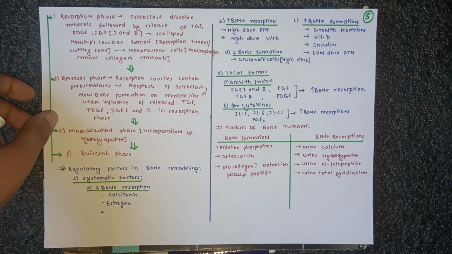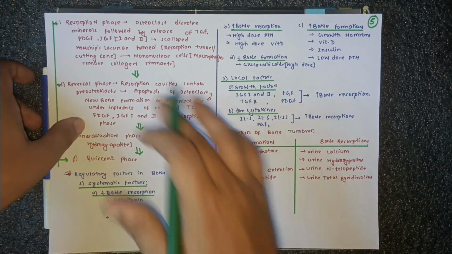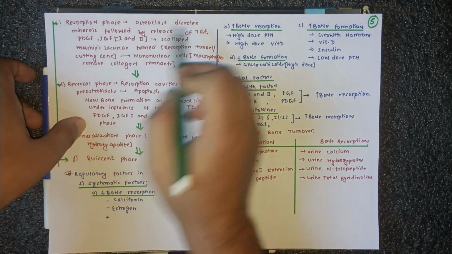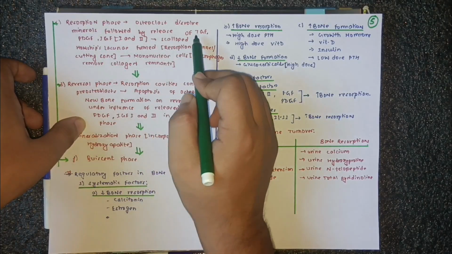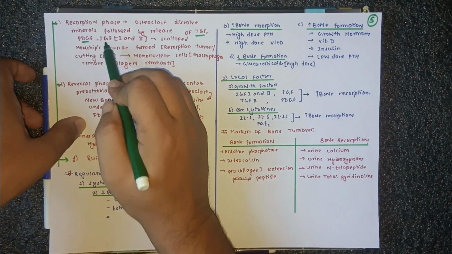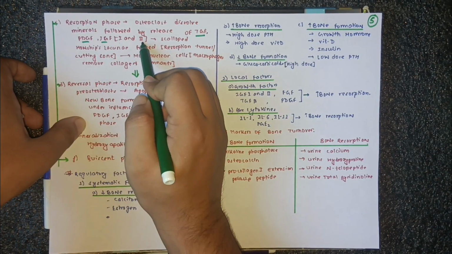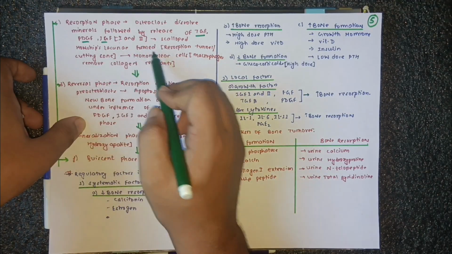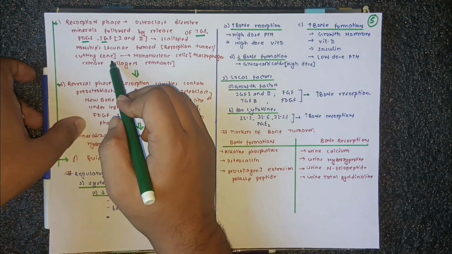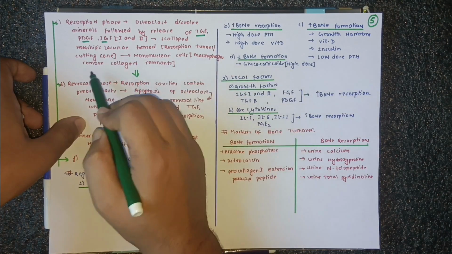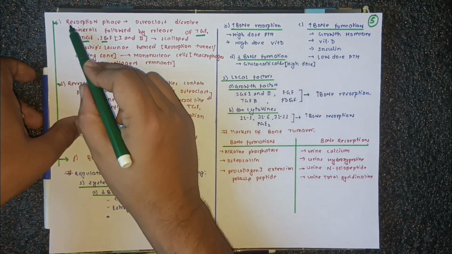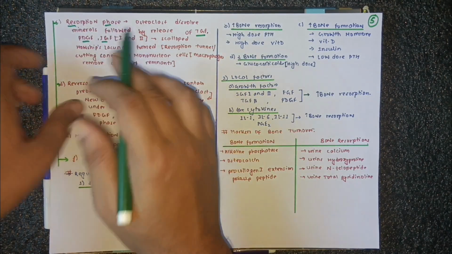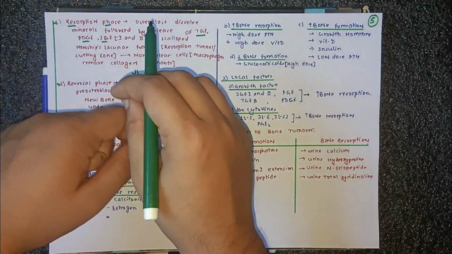After that there is a resorption phase. In the resorption phase, osteoclasts dissolve the mineral, followed by the release of TGF, PDGF, IGF-1 and IGF-2. This causes scalloped, Howship's lacunae to form, a resorption tunnel or cutting cone, and mononuclear cells, macrophages, remove the collagen remnants. So the resorption phase means there is destruction of the bone.